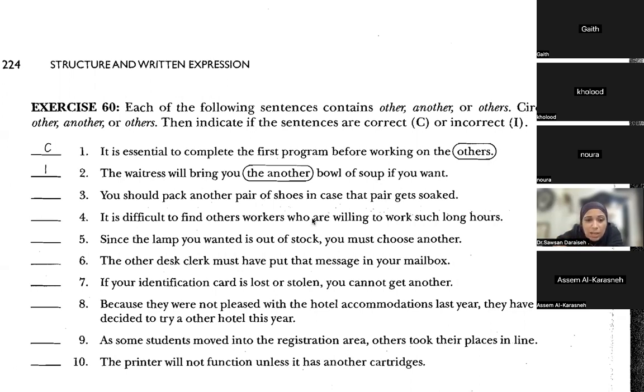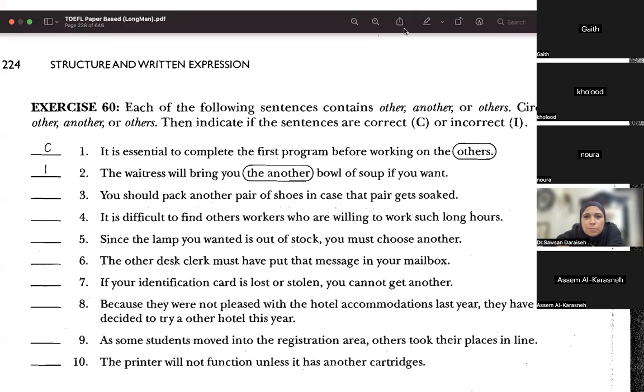Yeah, got the idea, Dr. Ghaith? Is everything clear? Yes. All right, great. Thank you. Dr. Khulud?